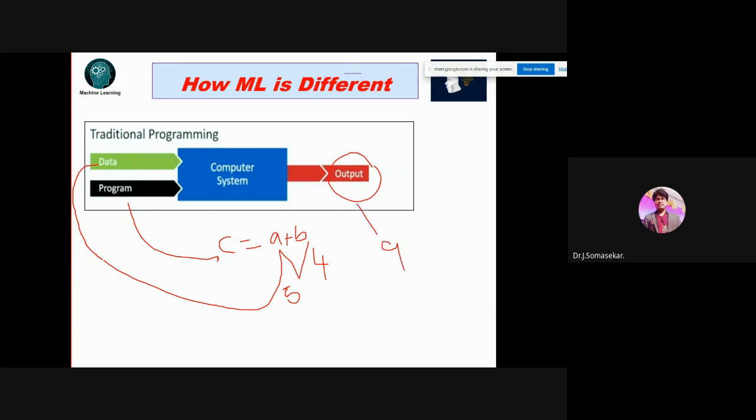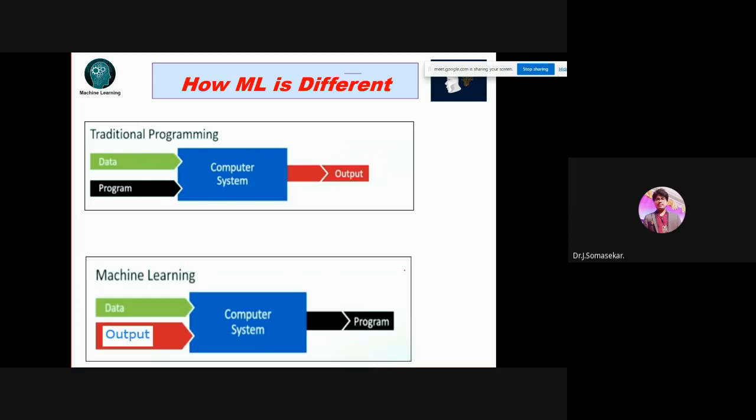So sum of two numbers, or maybe the roots of the quadratic equation, multiplication, whatever it may be, we have to write a program. After that we have to give input to the variables, let us assume A comma B. Then when you execute the program, you will get the output, that is called 9. This is traditional programming.